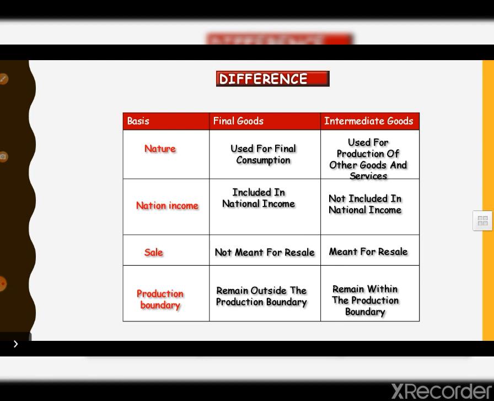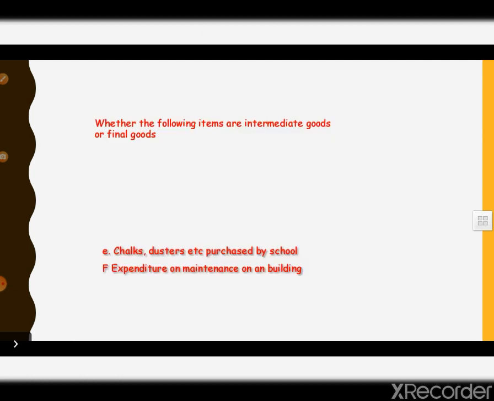So the value that was there from the wheat, until before it reaches the consumer, value is still added, and it leads to double counting, and hence it is not right to use it in national income. But final goods, those goods are not resold, their value will not be further added, and hence they can be used in national income. We'll study this in later classes.